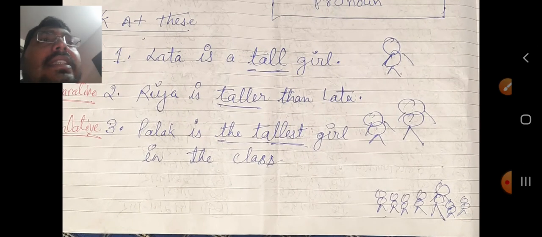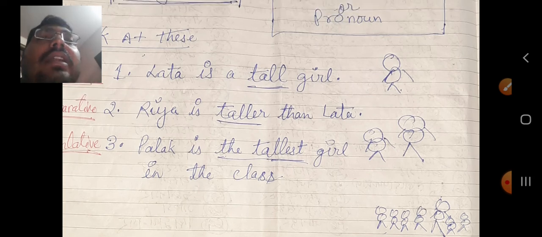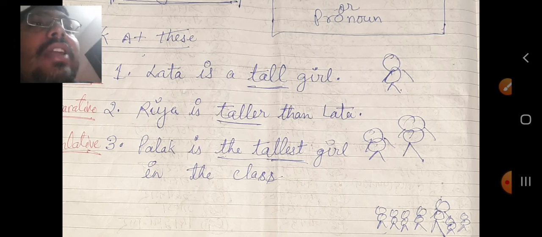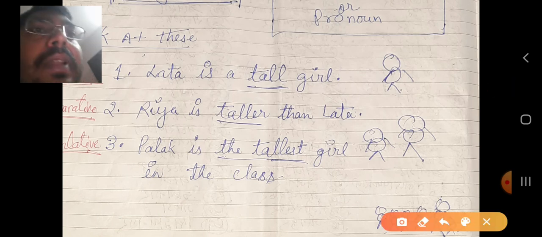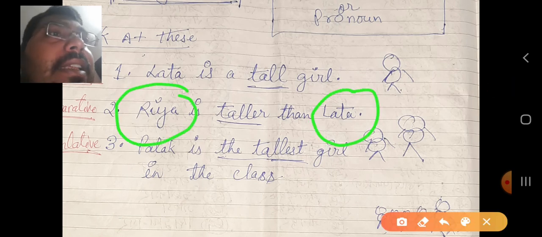Now coming back to the point where we started this chapter today: how to use these degrees of comparison in sentences. If you know that one person is there, you use the positive degree, and if A or AN comes, then you use only the positive degree. Now there is a trick also. The first thing is that if two people are compared, like Ria and Lata, then we use the comparative degree.